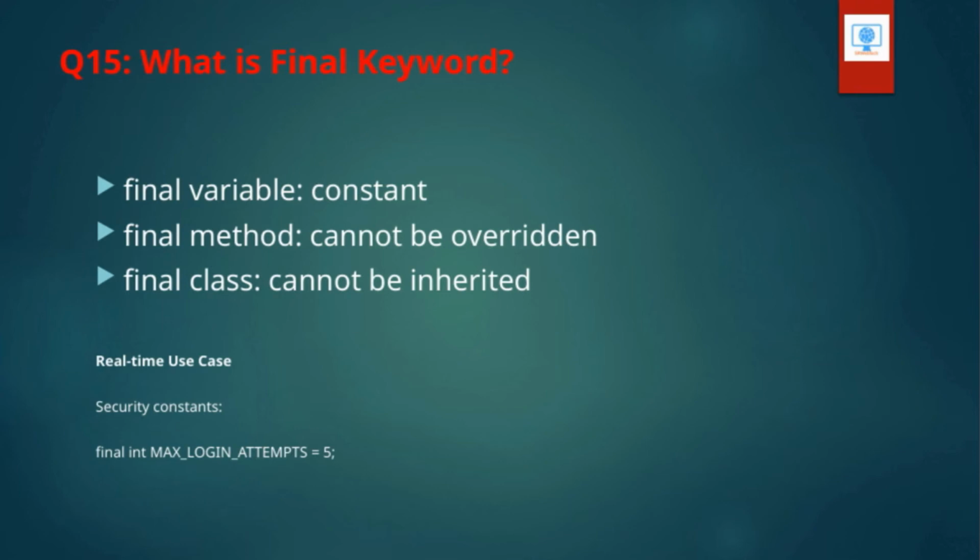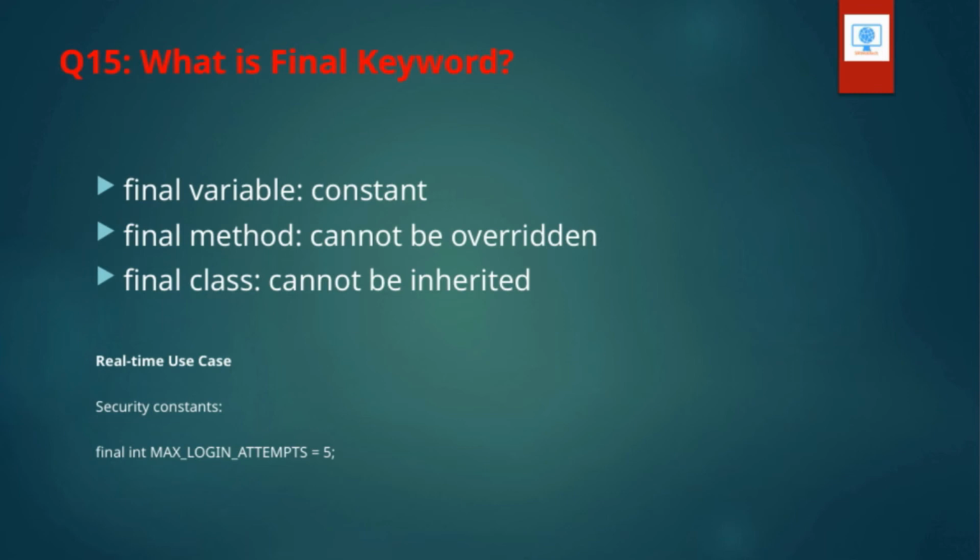Next, if we declare a method as final, it means that this method cannot be overridden by subclasses. This is useful when you want to lock down specific behavior and prevent any unintended modifications in child classes. And finally, when we declare a class as final, it means that this class cannot be inherited. So no other class can extend a final class, which helps in maintaining security or integrity of the class's implementation.